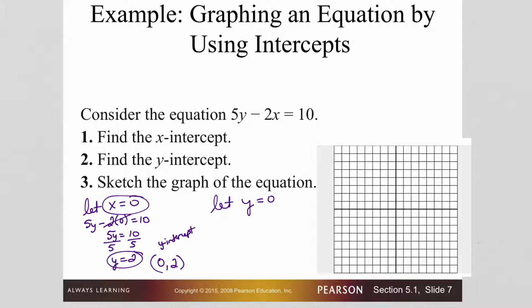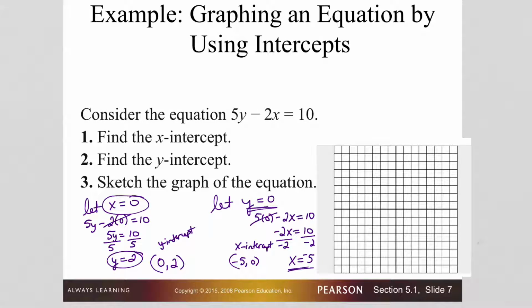Alright, so now I'm going to let y equal 0. So I've got 5 times 0 minus 2x equals 10. This goes away. I'm left with negative 2x equals 10. Divide by negative 2. x is equal to negative 5. So now I have x is negative 5, y is 0, so I have an ordered pair at negative 5, 0. This is my x-intercept.